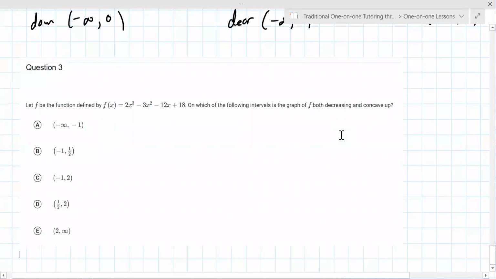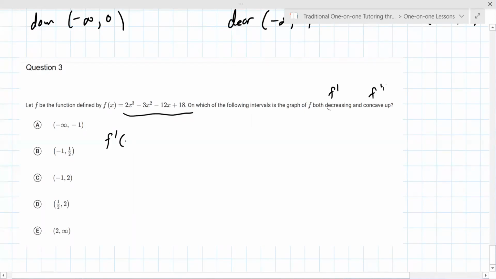Okay, let f be defined by this function here. On which of the following intervals is the graph of the function both decreasing and concave up? Decreasing refers to the first derivative, concave up is the second derivative. So we're going to have to take 2 derivatives here.